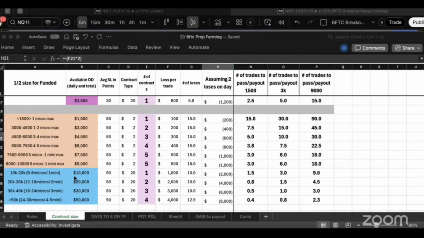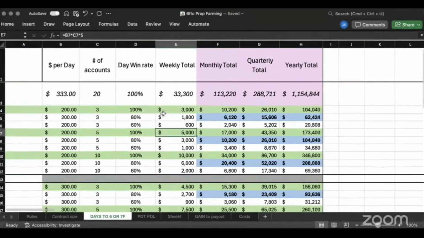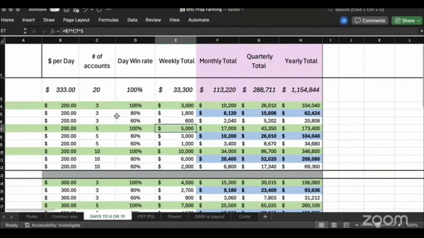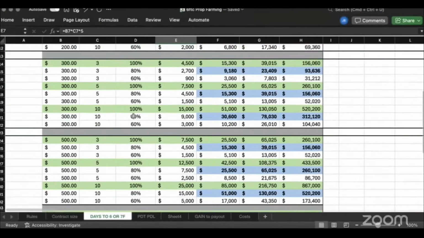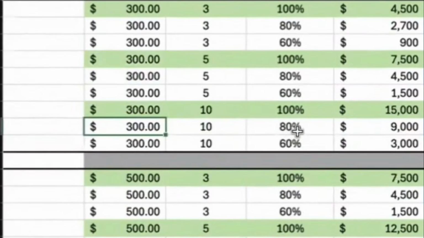So I wrote this. It's still a work in progress. I'm kind of stupid excited about this too. Hold on, let me expand it for you guys a little bit. This field is also customizable, but figure you're making $300 a day on 10 accounts with only an 80% win rate. So even an 80% day win rate, which means you could lose a lot. That means you have 4 green days a week, one red every single week.